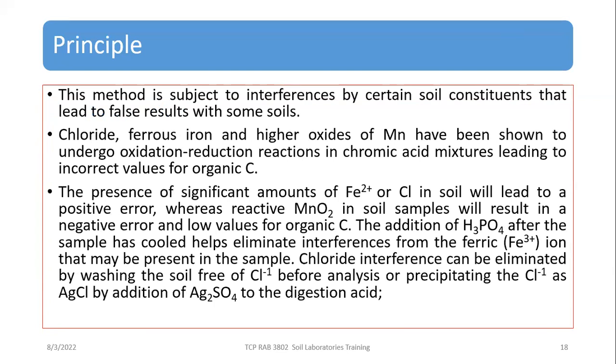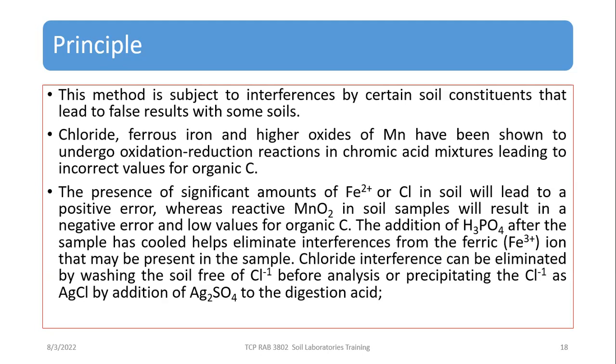As I said in the previous slide, there is some interference by some soil constituents, especially oxides of manganese, oxides of iron, and chloride. And all of these will lead to positive or negative errors. Reactive manganese will result in negative error and low values, while chloride will provide a positive one, and there will be an increase in the value for organic carbon.